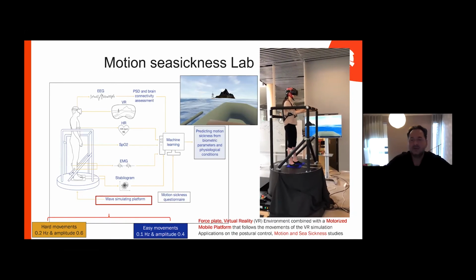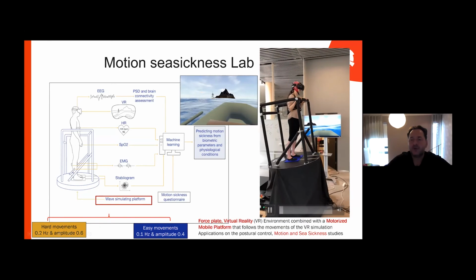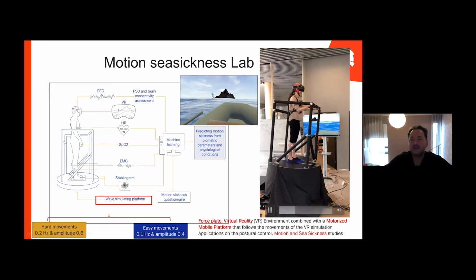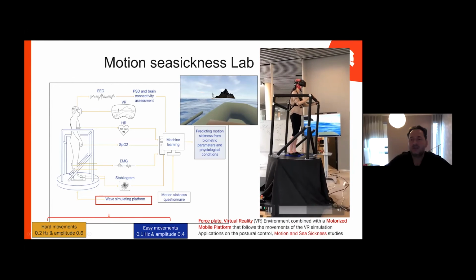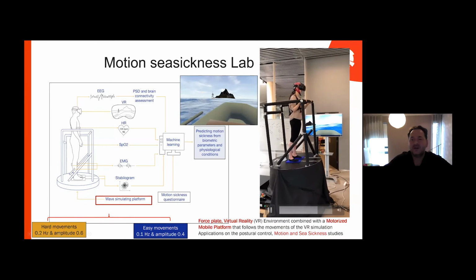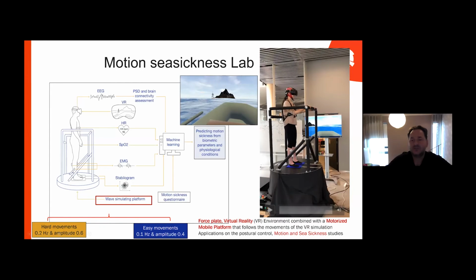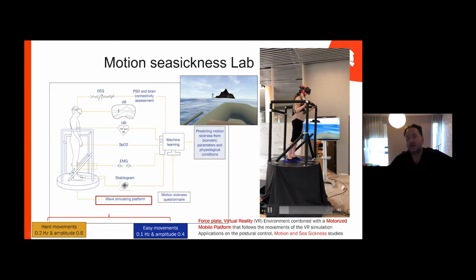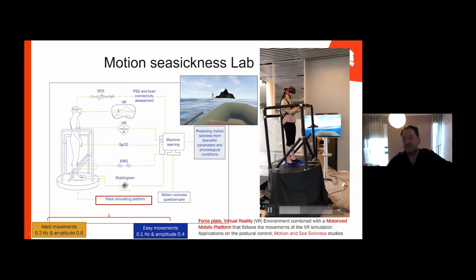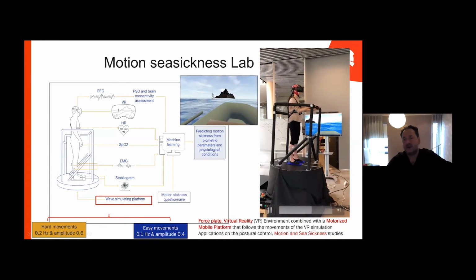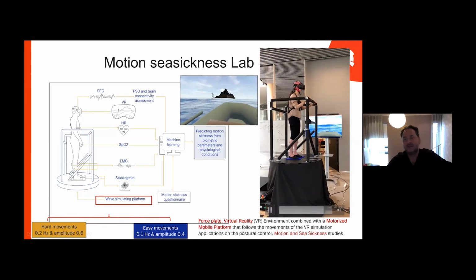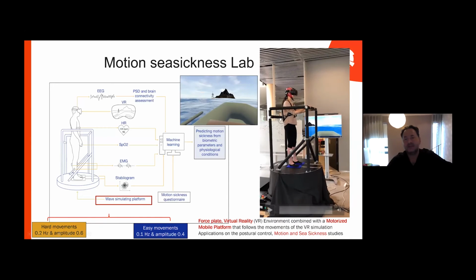And as you can notice, while this experiment goes on, we are measuring muscle electrical activity, then here there are heart rate sensors, and then here we have brain electrical activity. And then these are sensors for the position, so it's a force plate, so we can associate to the movements also the mapping of the center of mass. And what we do here, as you can see, there is a sea environment, and we can calibrate the intensity of the waves, their amplitude, and this is all synchronized with this moving platform.